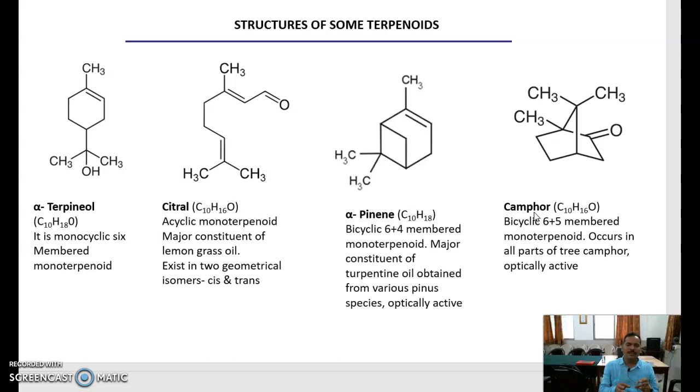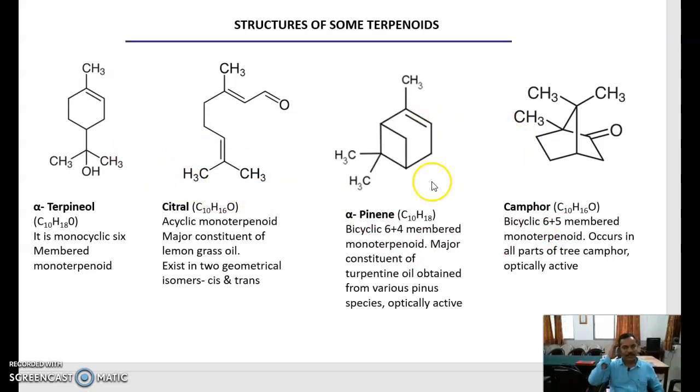So this is about the introduction of this topic and the first part of this topic, that is terpenoids. We have seen the occurrence of terpenoids. We have seen three rules: isoprene rule, special isoprene rule, and also the geminal dialkyl rule. And finally, we have seen the structures of some of the terpenoids.